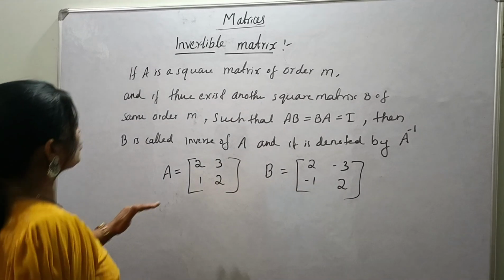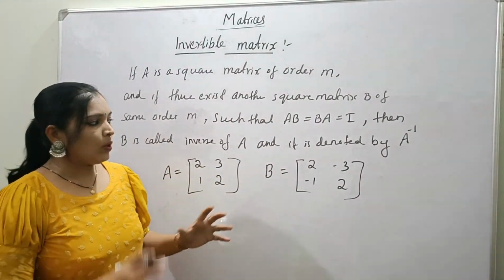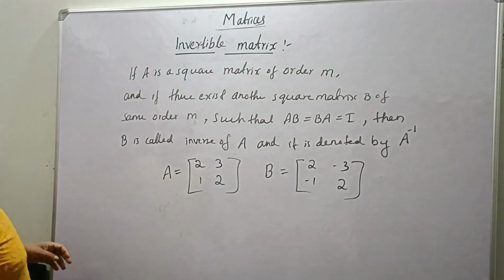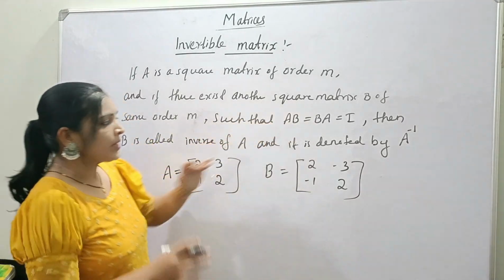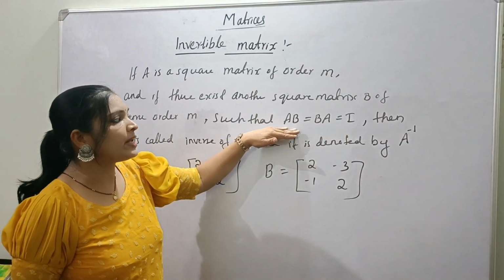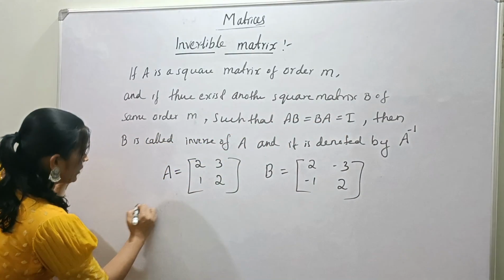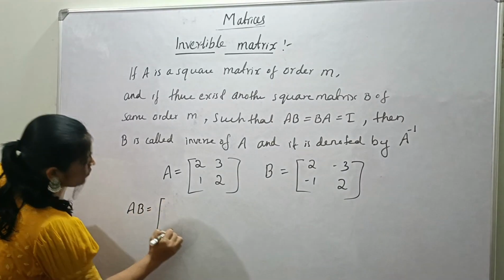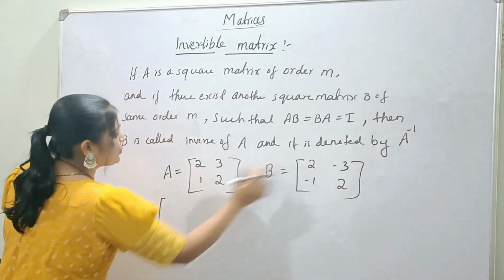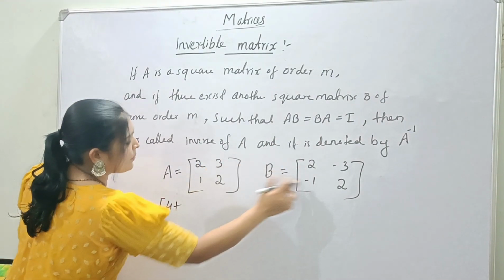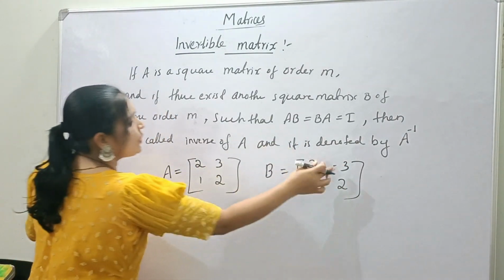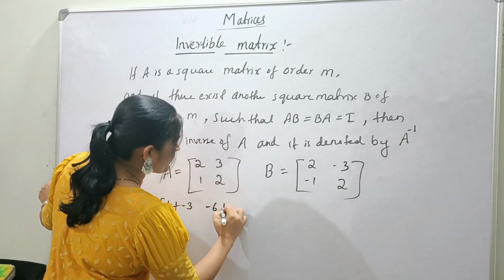Look at an example. Here two matrices are given, A and B. Now let's check whether A is an invertible matrix or not, okay? For that, it is the condition, AB is equal to BA is equal to I. So we have to find AB and BA. A into B, let us multiply. First row multiply with the first column, 2 into 2, 4, plus 3 into minus 1, minus 3. First row multiply with the second column, 2 into minus 3, minus 6, 3 into 2, plus 6.